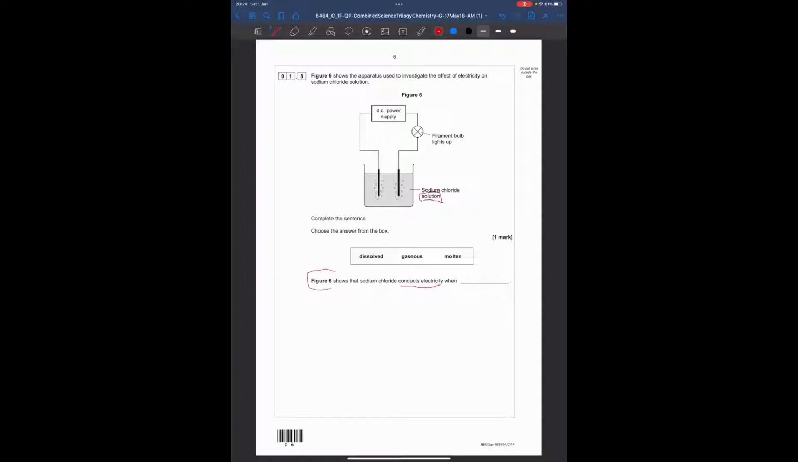So we're just specifically looking at what is in figure 6, and we can see that our sodium chloride, well, it's definitely not in a gas form, and if it was molten, it would not be in a solution. It would be just by itself. If it is a solution, it means it is dissolved in. Okay, so in this situation, our sodium chloride, our salt, has been dissolved in water, and because it's been dissolved, it can conduct electricity.